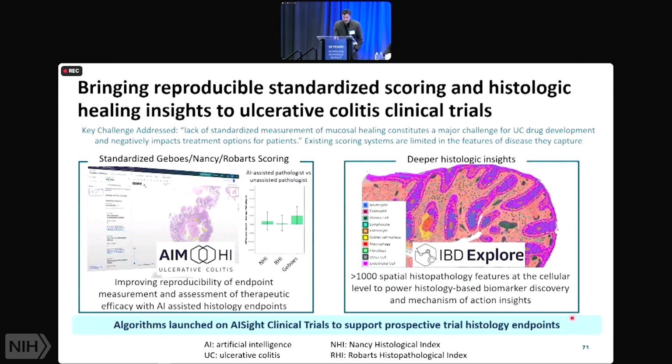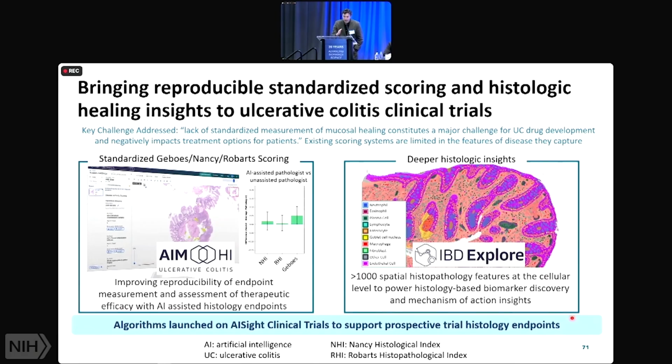And a second disease area which shares a lot of the similarities in terms of challenges of pathology includes inflammatory bowel disease, which has been another major area of focus outside of oncology, where we've been partnering with FNIH to bring reproducible, standardized scoring of IBD as well as histologic healing to UC trials.